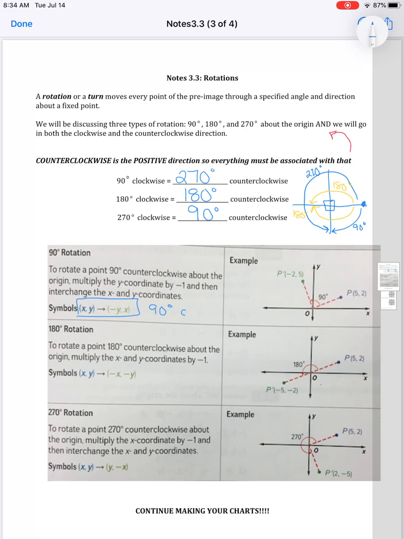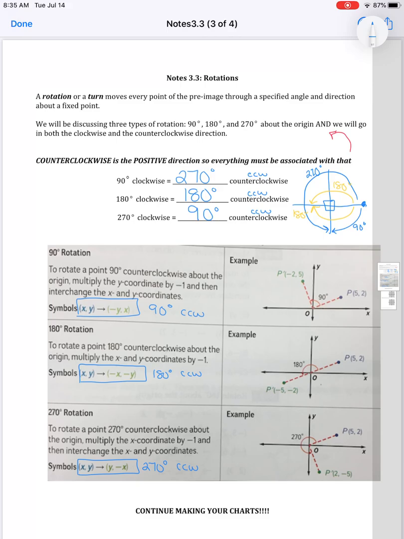And there's three rules, just like there were for the reflections. This first one is for 90 degrees, and I'm going to say CCW for counterclockwise. So this is what you might see it abbreviated as, CCW. This second rule right here is for 180 degrees counterclockwise. And this third rule right here is for 270 degrees counterclockwise.